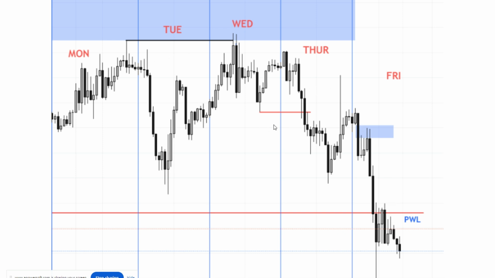At this point, when I saw Wednesday formed this high and Thursday we had this move lower, that confirmed for me, especially because on Thursday we broke structure to the downside, that chances are high Friday price is likely to expand even lower. Another thing that confirmed this is that price had not yet tagged the previous week low.